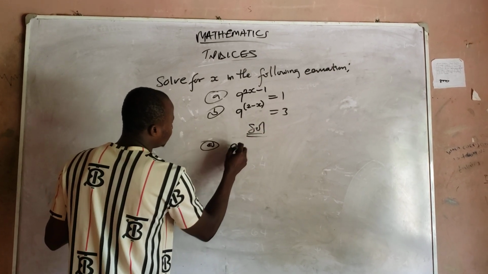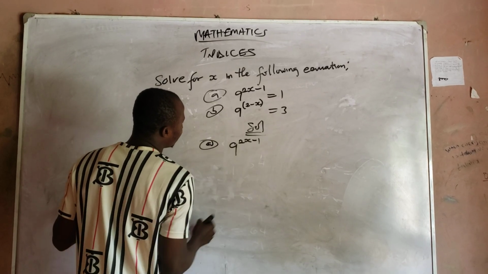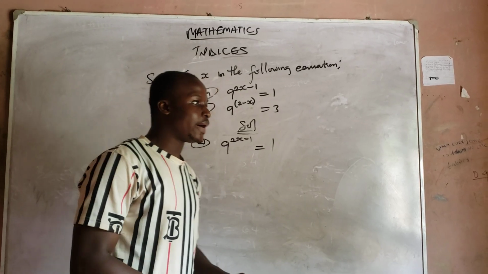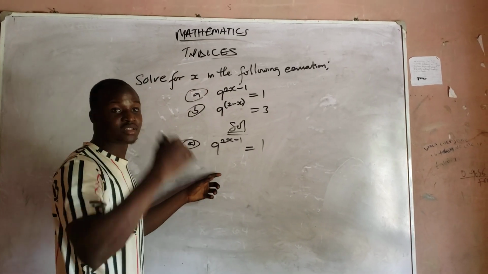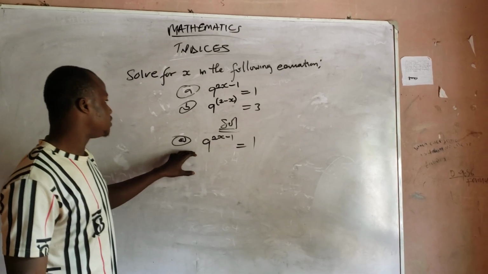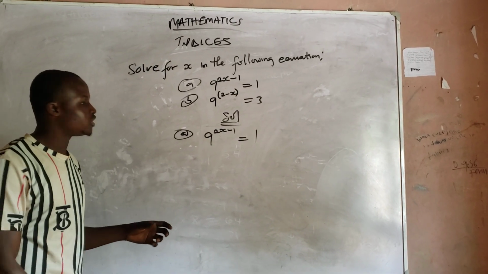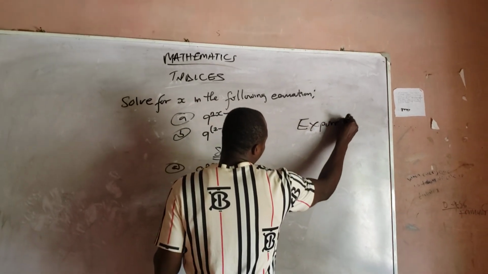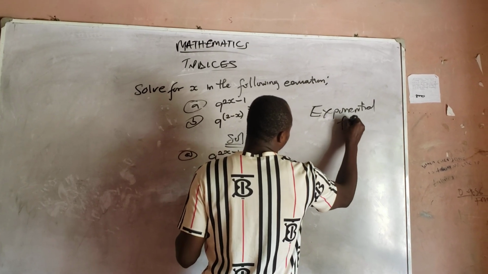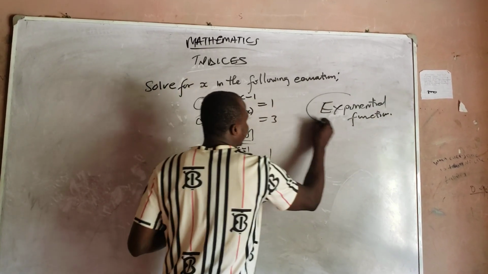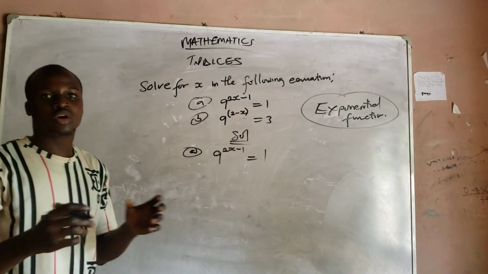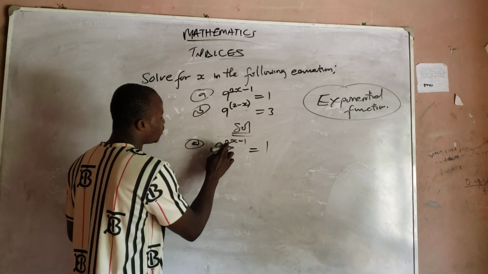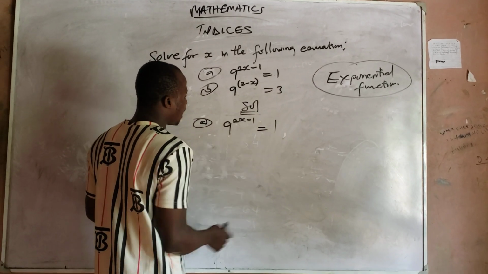The first question says 9 raised to the power of 2x minus 1 is equal to 1. How can we solve for x? If you have followed us in our last topic, the last section under the laws of indices, you will understand the law of exponential function. This will help us a lot to solve many exponential equations. Now, 9 raised to the power of 2x minus 1 is equal to 1. How can we solve this?